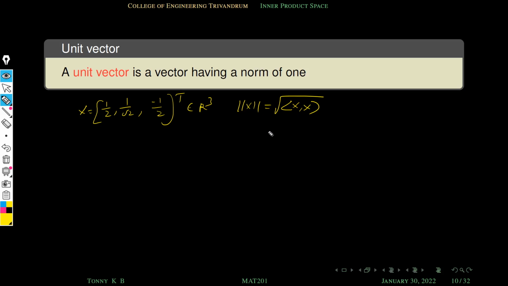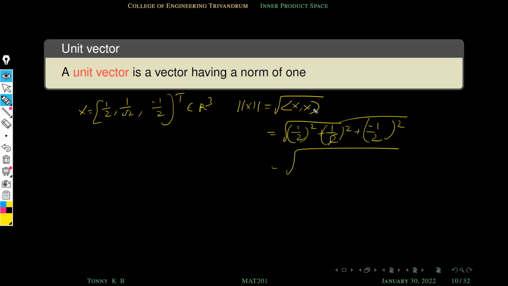Okay, and this is equal to, by definition, (1/2)² plus (1/√2)² plus (-1/2)². And this is 1/4, this is 1/2, 1/4 plus 1/2, again this is 1/4. So, square root of 1, right? That's equal to 1 because we consider the positive square root. So here norm of x is equal to 1. So we can say that this is a unit vector.